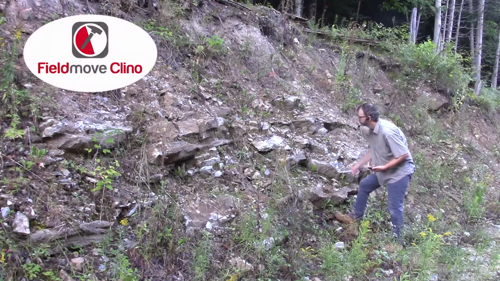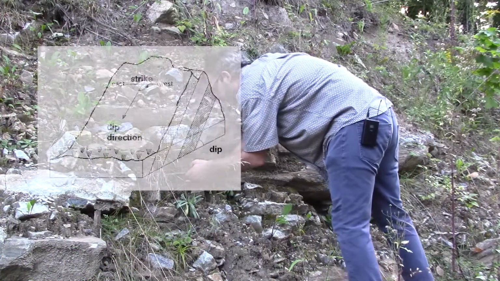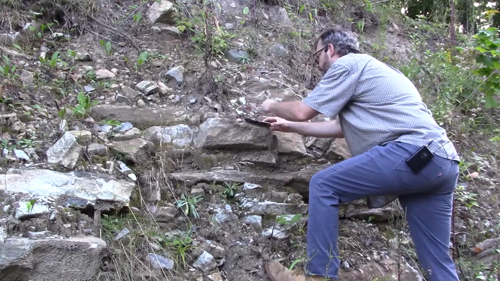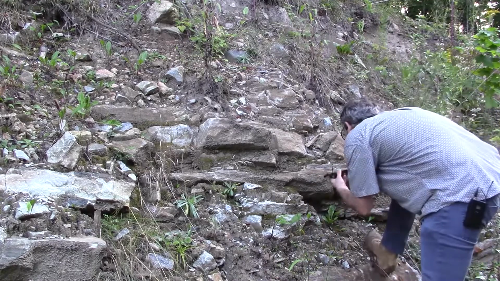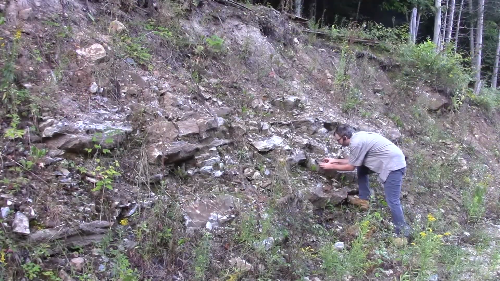The nice thing about the Clino app on your phone is you don't need to remember the right-hand rule. It does it for you. But you always need to remember the right-hand rule when you're actually looking at the data to understand which way is the right strike and dip. So don't forget the right-hand rule.